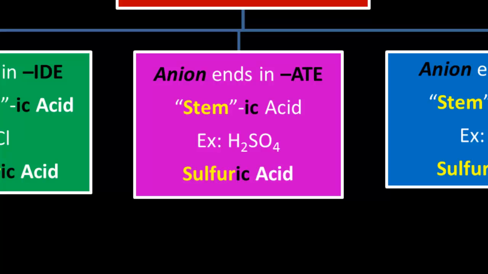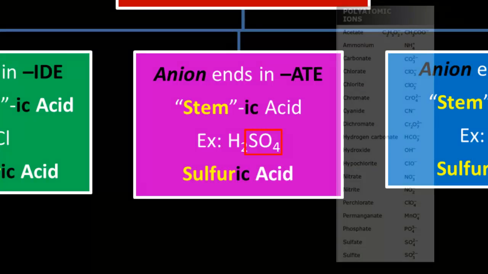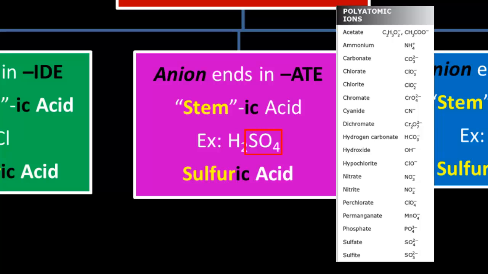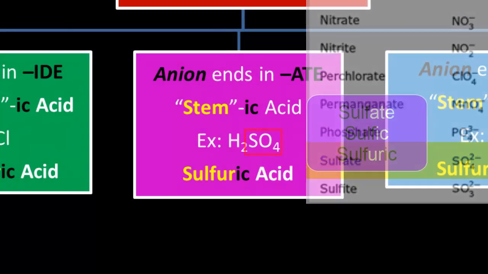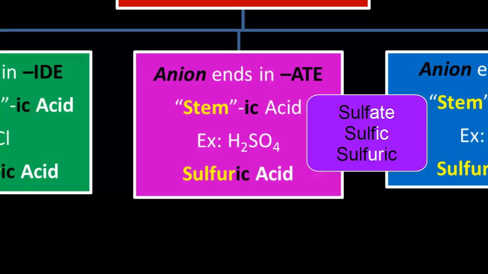Now if our anion ends in "ate," we're going to take our stem name and change the "ate" to "ic." And don't forget to add acid. So an example, H2SO4. Now remember, our anion is everything that's after the H. So SO4 is after the H. We need to find out what the name of that is. The anion name for SO4 is sulfate. So we're going to change our "ate" to "ic," and it will be sulfuric acid.